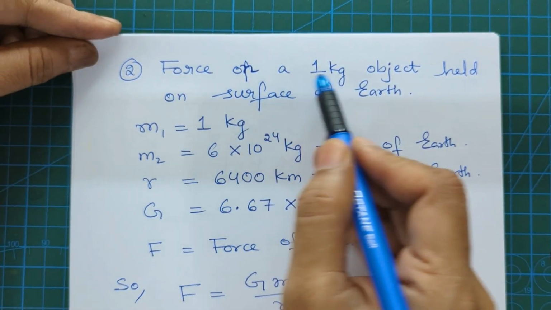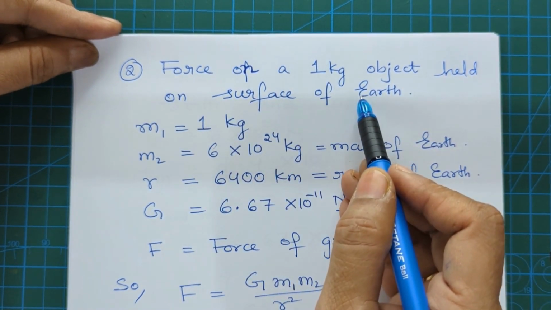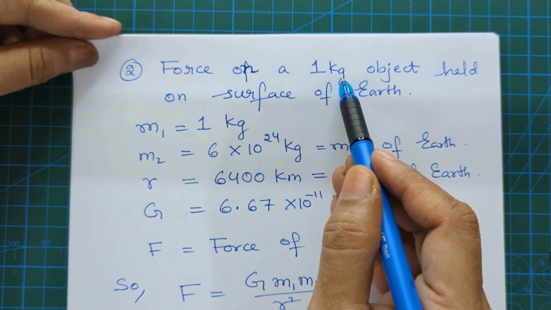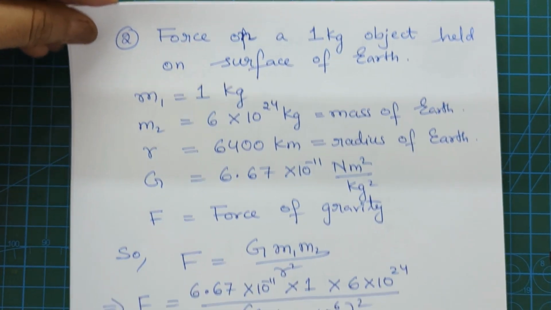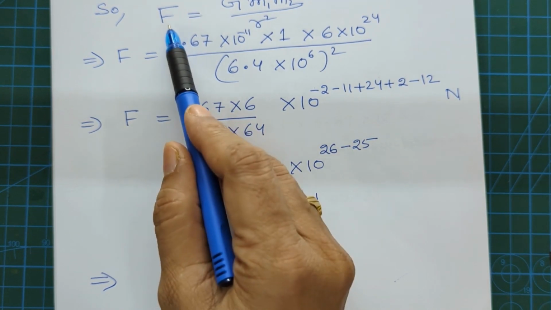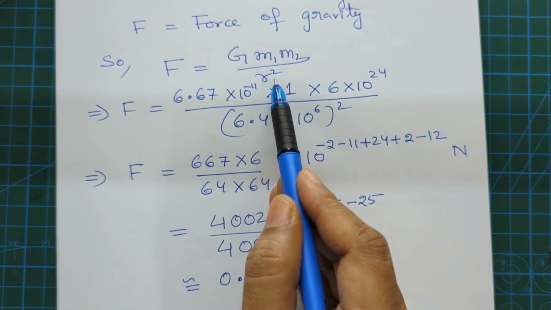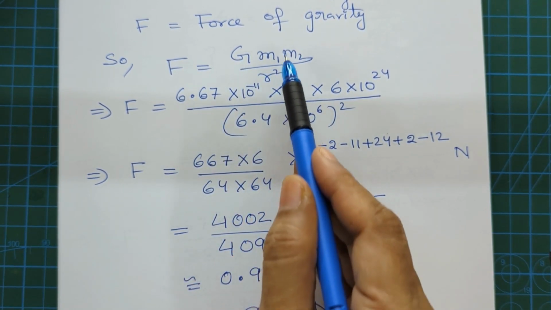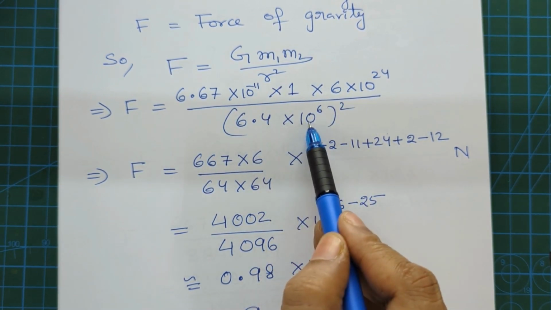Next, force on a 1 kilogram object held on the surface of earth. That means what will be the force with which a 1 kilogram object is pulled towards the center of the planet. This calculation I have also shown in the previous part, but I want to show you how the things are calculated. So we will use the formula F is equal to G m1 into m2 by r square. G is 6.67 into 10 to the power minus 11. One of the masses is 1 kilogram. Another is the mass of earth. R is the radius of earth, squared.